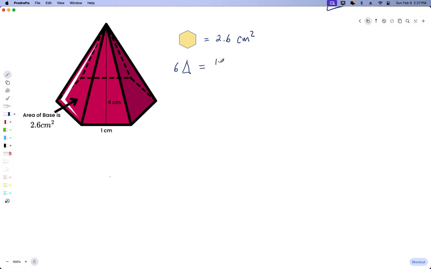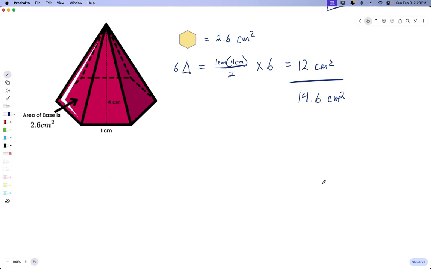And the base is 1 centimeter, and the height is 4 centimeters. We divide that by 2. But then we're going to multiply that by 6 because there's 6 of them. So we've got 1 times 4 is 4, divided by 2 is 2. 2 times 6 is 12 centimeters square. So all we have to do is add that plus 2.6, and that's going to be 14.6 centimeters square. That is the surface area of this hexagonal pyramid.